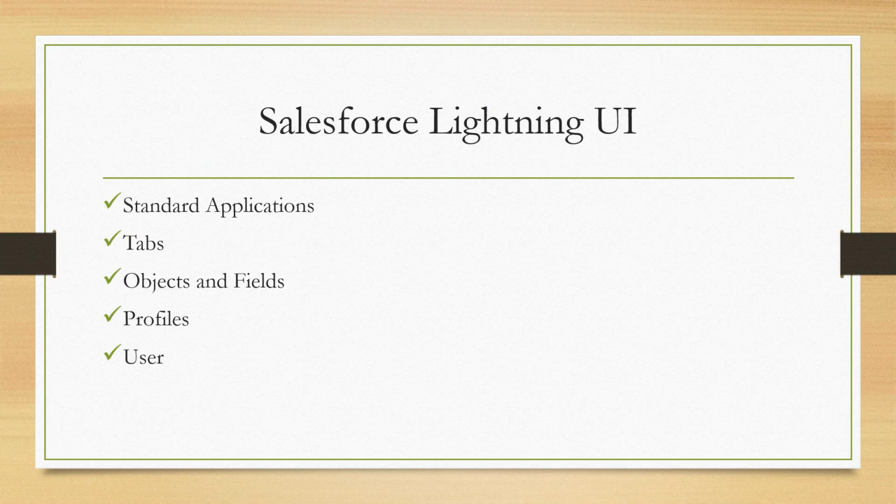Today we are going to understand the user interface of the Salesforce Lightning platform. Earlier there were two interfaces: Salesforce Classic and Salesforce Lightning, where Salesforce Classic is an older version and Salesforce Lightning is a newer version with a better user interface and better features. Today we are going to explore the applications, the tabs, objects and fields, what a profile is, what a user is and how to create it, and just some basic information.